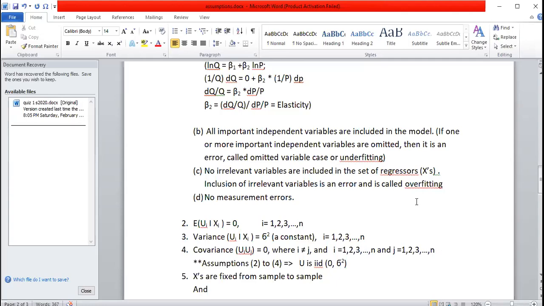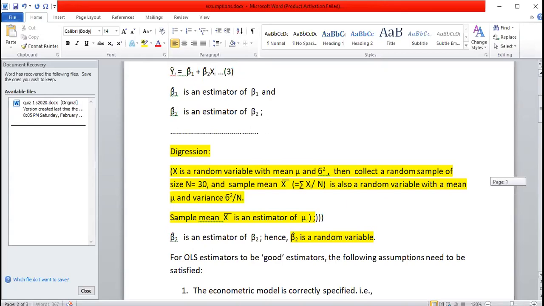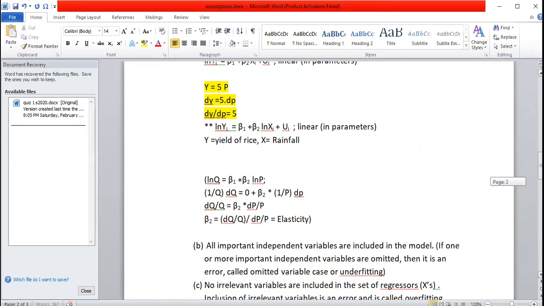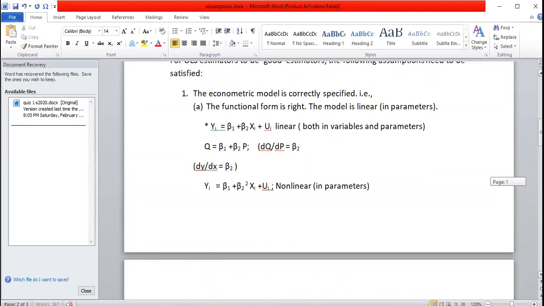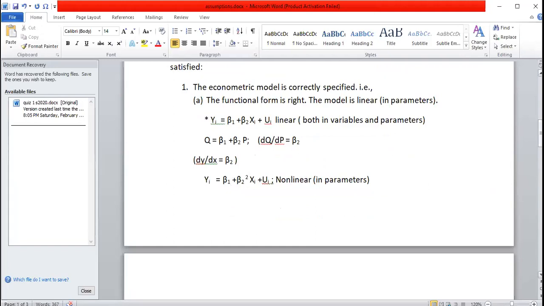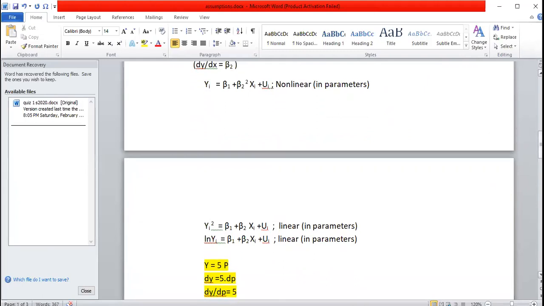I'll go over it again. These are 5 assumptions only. There are many assumptions, but I picked only the 5 most important ones. First thing is the model is correctly specified. Basically trying to say it's linear, more importantly linear in parameters. It cannot be non-linear in parameters. If parameters are in non-linear form, you cannot do OLS. If you see non-linear form in parameters, you try to linearize it. If not, you say no, OLS cannot be applied. OLS cannot give you good results.